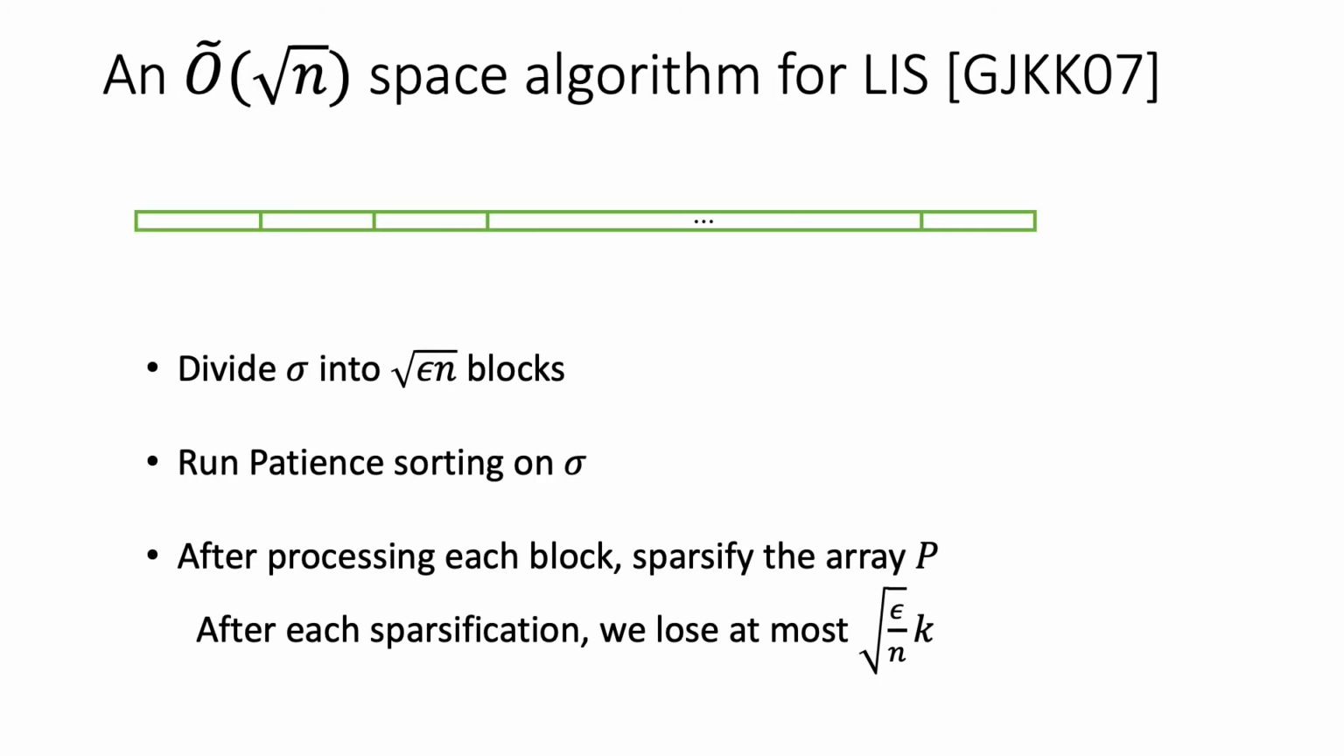A previous work by Gopalan et al. shows that there is a 1 minus epsilon approximation algorithm using roughly square root n space. The idea is to first divide sigma into square root of n over epsilon blocks. Then we run patience sorting on sigma. After processing each block, we sparsify the array P. By maintaining an array P with size roughly square root n, we can guarantee that after each sparsification, we lose at most square root of epsilon over n times k in the length of the increasing subsequence we find. Thus, this gives a 1 minus epsilon approximation.